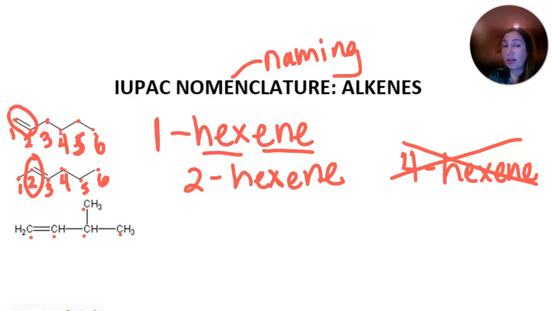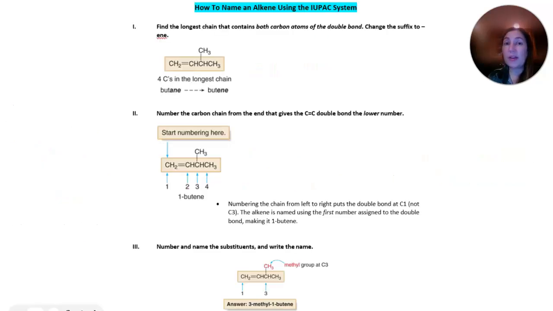So let's take a look at the rules for how to get started on a problem like this. So how to name an alkene using the IUPAC system. First, we want to find the longest chain that contains both carbon atoms of the double bond. It's really important that you bridge over both carbons of the double bond. You can't just hit on one of them, for example.